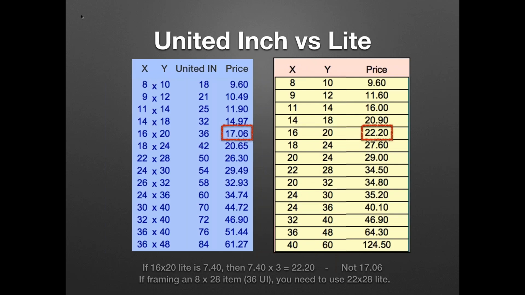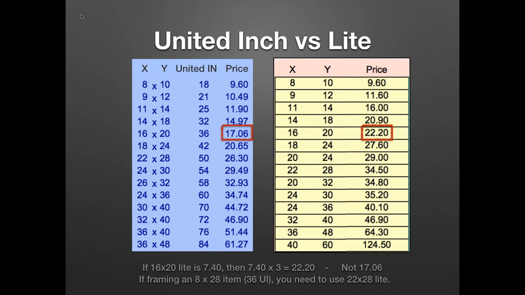In here, just to show you an example, if we took a 16 by 20 light, and let's say the cost of it is $7.40, and you mark it up 3 times, then the retail price on the light size would be $22.20. Whereas on the United Inch side, it may be a different price because you were basing it on a different size of glass. The other thing to take note of is that 16 by 20 is 36 United Inches.